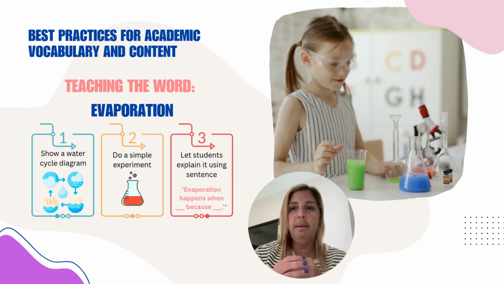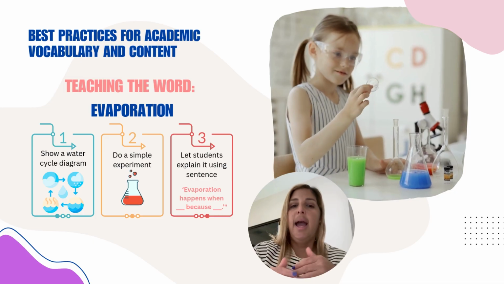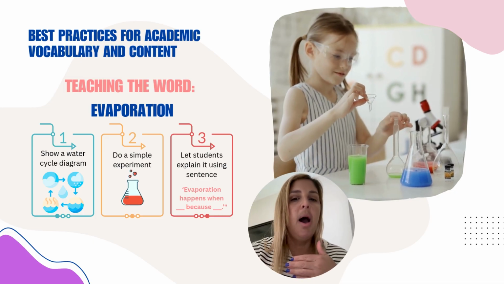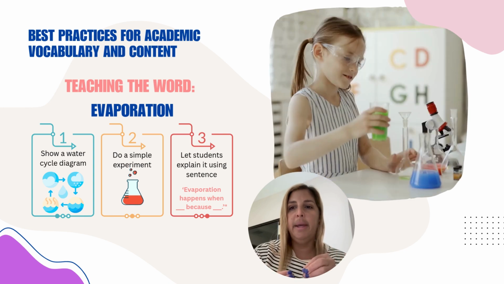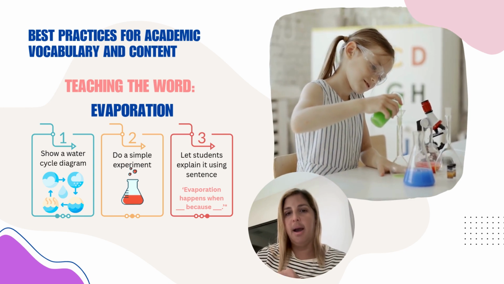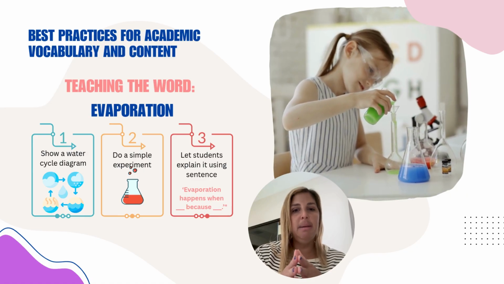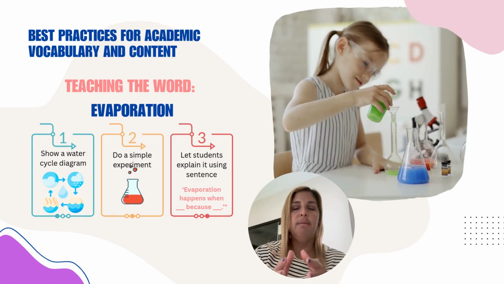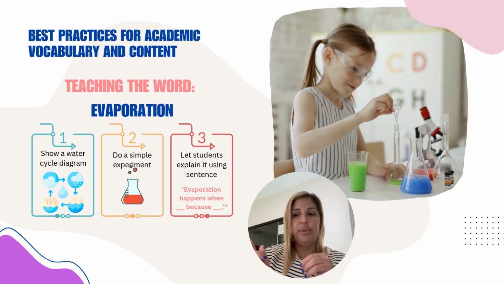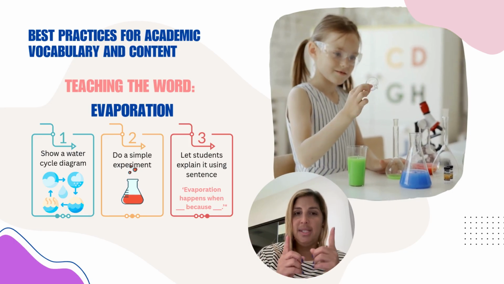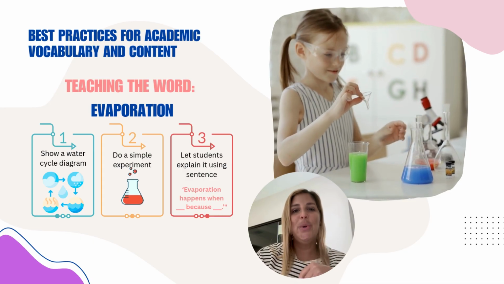At the end of the experiment, let the students explain using sentences. The teacher needs to give an example of how they should start the sentences, for example, "Evaporation happens when ___ because ___." This is something that teachers can implement in the classroom for teaching vocabulary and content. Academic language grows through use, giving students the chance to see it, hear it, say it, and even do it.